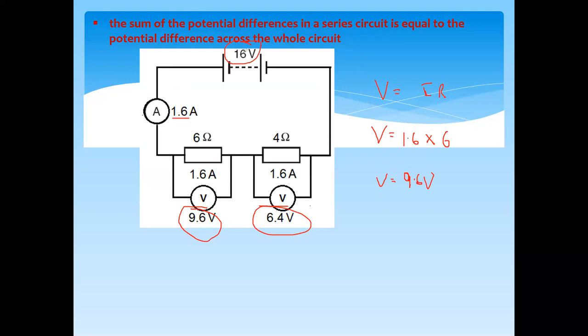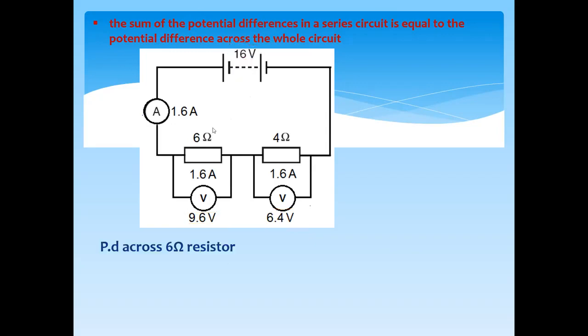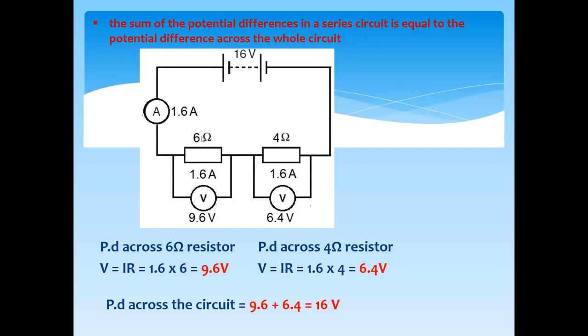So if the total voltage is 16 and 9.6 volts is dropped across the 6 ohm resistor, then the remaining voltage will drop across the 4 ohm resistor, because the total voltage equals the sum of the voltage dropped across each component. So 9.6 plus 6.4, finally we get 16 volts. Is it clear? So basically in series, the current is the same and the voltage divides between the components. Any doubt in this?